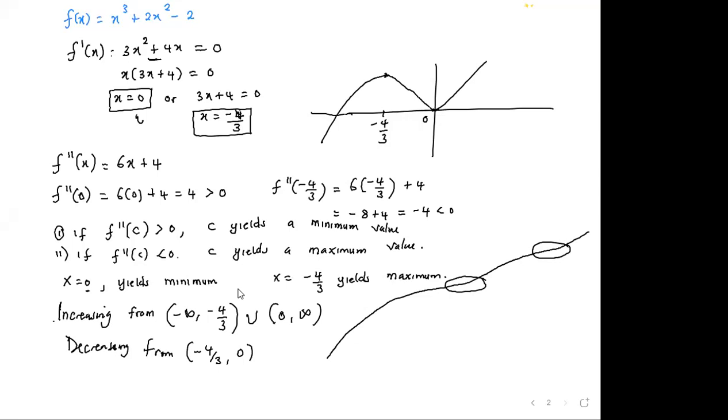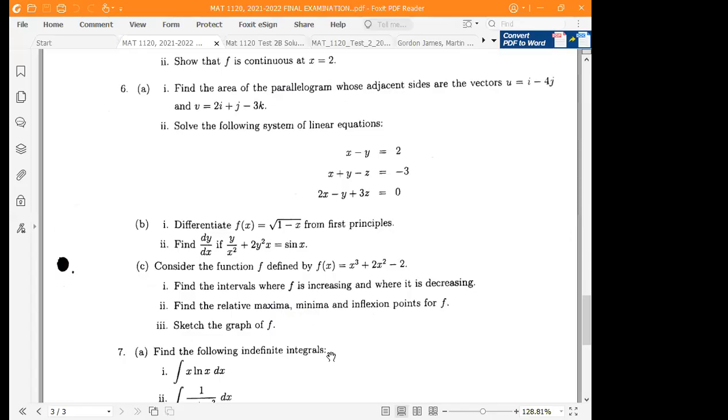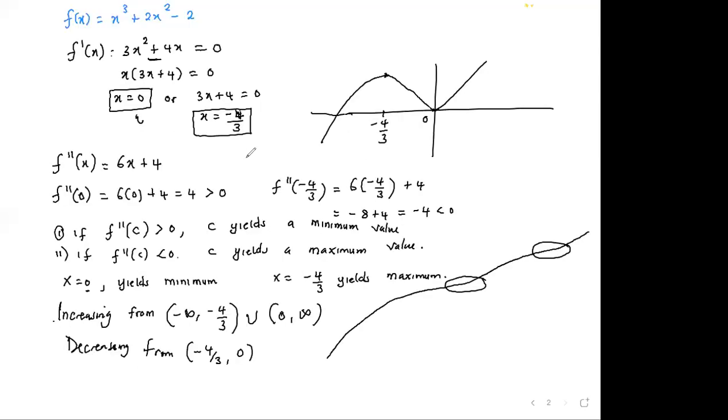When they ask you this type of question, really what they're asking you to do is just find the first derivative and equate it to 0. Find the second derivative, substitute the zeros that you got there, and then do the test in the second derivative.